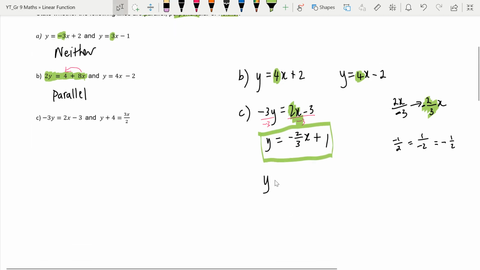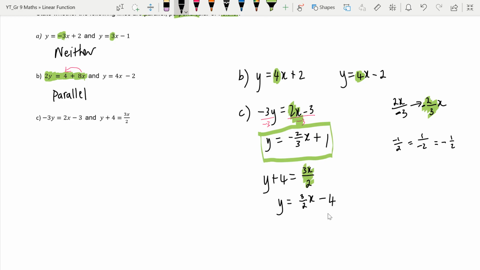So this one, y + 4 is equal to 3x/2. And let's write it in standard form. I'm just going to take that one over. And again, I'm just going to write it so that I can clearly see what the gradient is. So it is 3/2x, and then take 4 away. There I have the second line in standard form. Now, what are we supposed to do? We are supposed to comment on whether it's parallel, perpendicular, or neither. If I look at the two gradients, let's just flag them or highlight them.